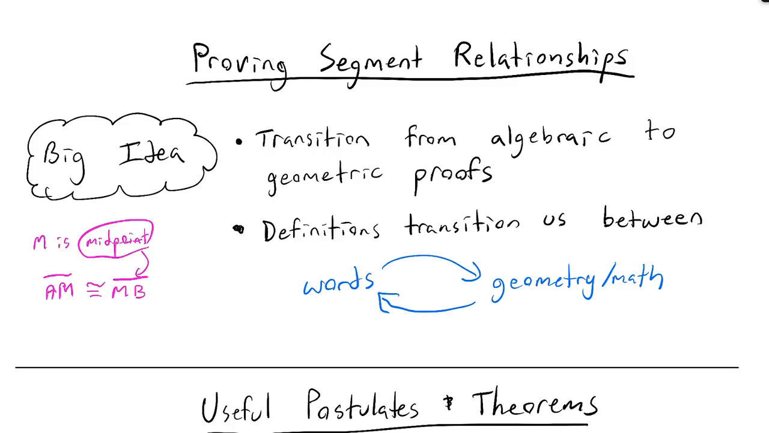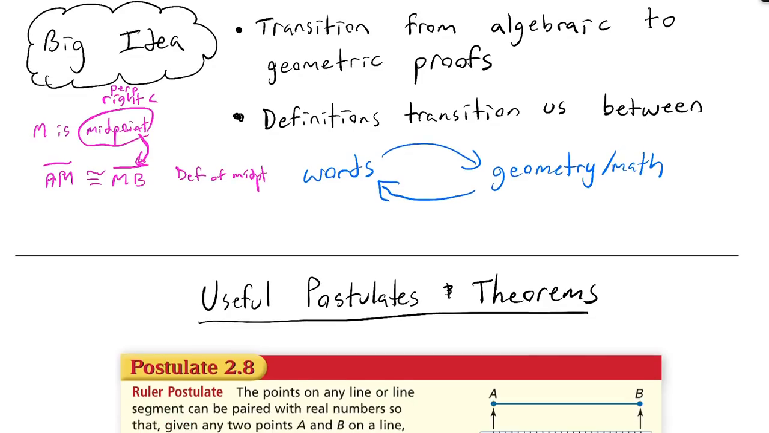But that's the idea: to get from the word midpoint, or from the word right angle to 90 degrees, or from the word perpendicular to it makes a right angle. Anytime you have a word and you want to use the meaning of the word, the definition of midpoint is the justification for that step. And that's going to really help us, especially at the beginning and end of proofs.